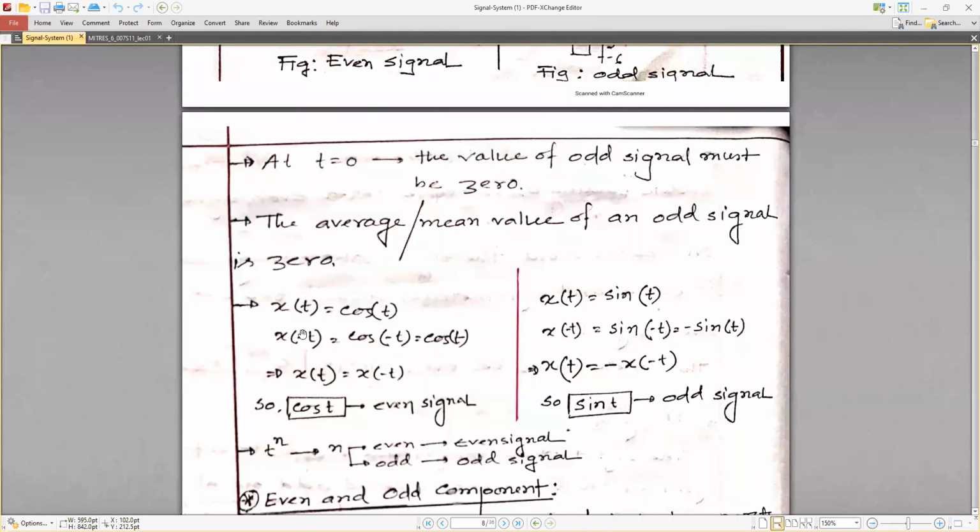Okay, see, x(t) is equal to cos t. x(-t), cos(-t), is equal to cos t. So x(t) is equal to x(-t). So this kind of signal is the even signal. But x(t) is equal to sin t, x(-t), sin(-t), that means minus sin t. So x(t) is equal to minus x(-t). So sin t is an odd signal. So see, cos t is an even signal and sin t is an odd signal. For t to the power n, if n is an even value, then it will be an even signal. If n has an odd value, then it will be an odd signal.